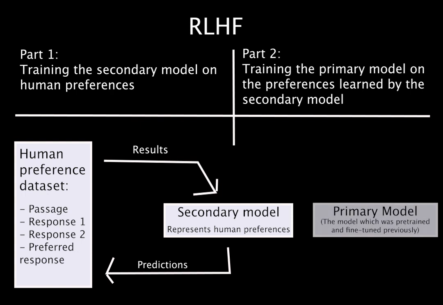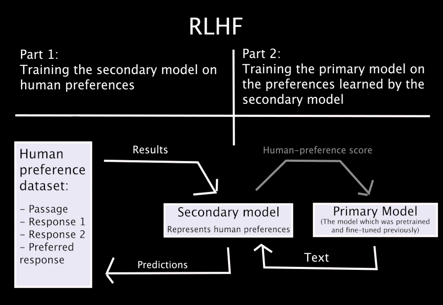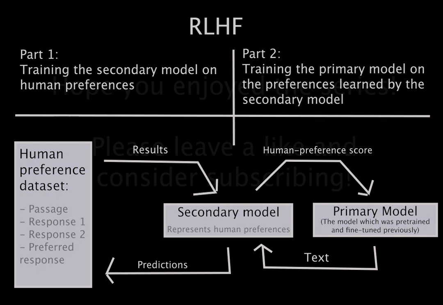In the second part, the primary model generates text, sends it to the secondary model, and the secondary model gives it a score based on how well it fits with its understanding of human preferences. This repeats, and the primary model attempts to increase the scores it gets from the secondary model. So the objective function for the primary model is to increase the score it receives from the secondary model. At the end of this stage, we have Chat-GPT.